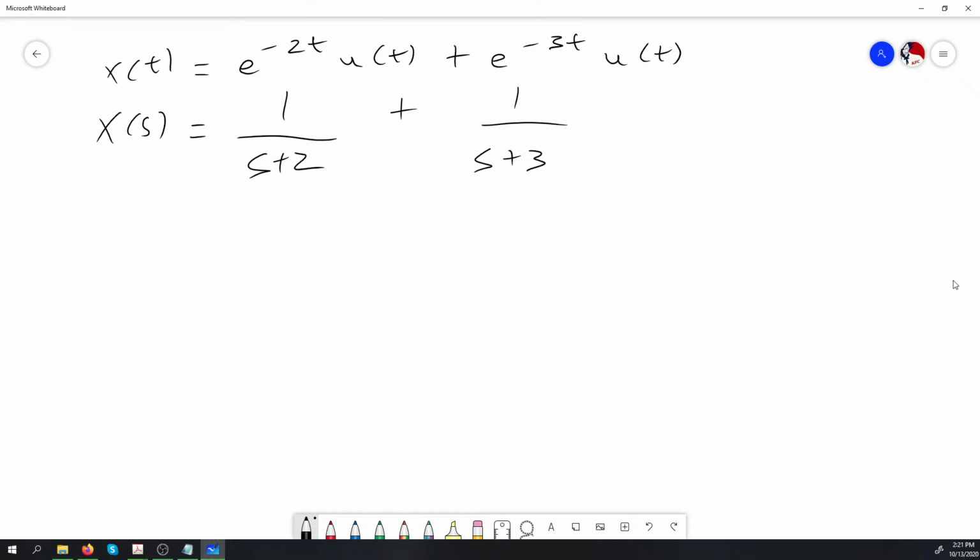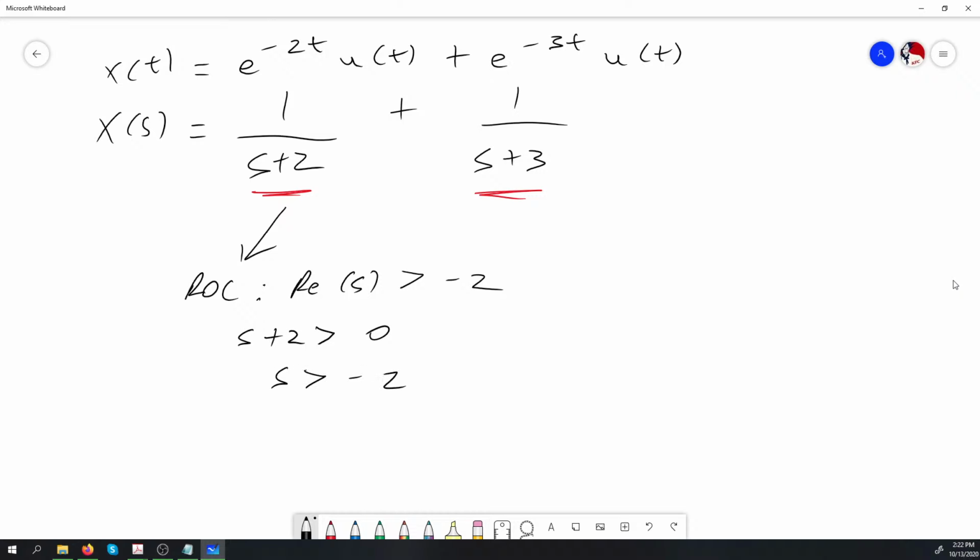And to obtain the region of convergence, we basically watch the denominators here and equate them to 0 to figure out what value they're going to be in order to obtain this. So we watch this first part here, region of convergence, which I'm going to call ROC. This is going to be when the real part of s is more than minus 2. The reason for this is that we say s plus 2 here is more than 0, so we get s being more than negative 2.